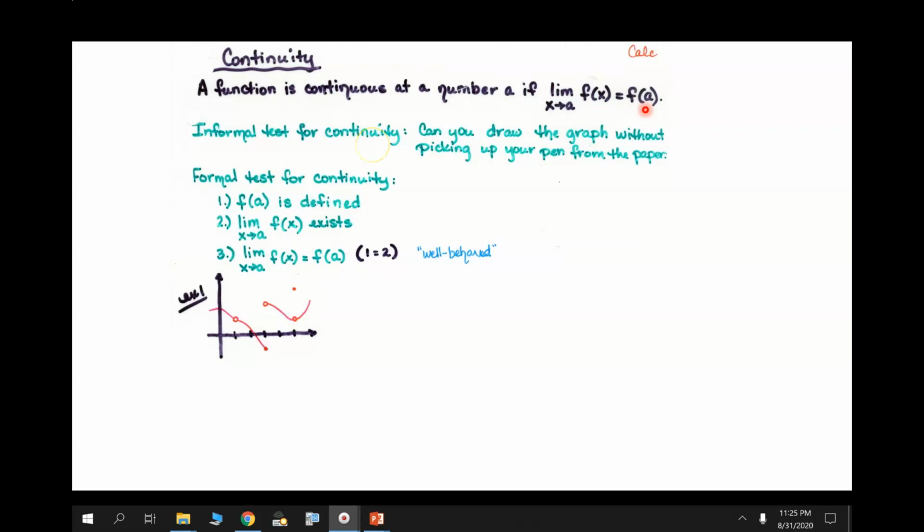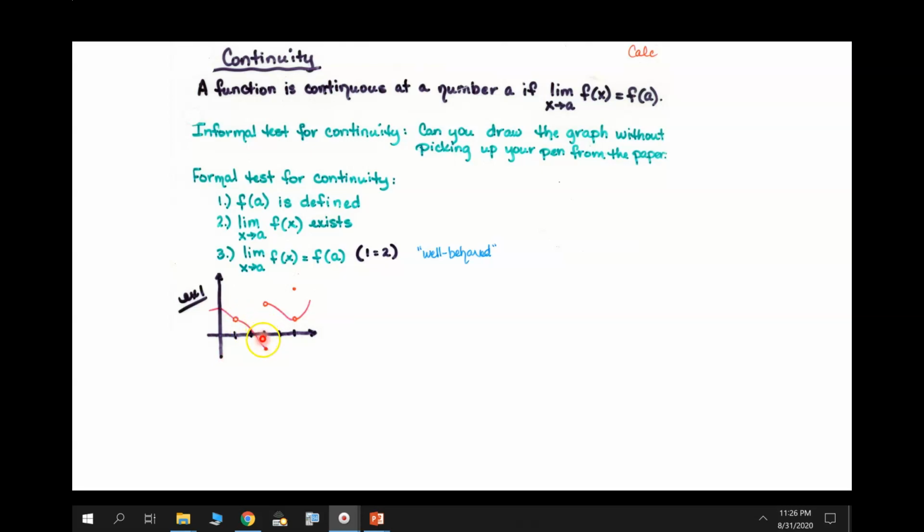If you're looking for a practical test for continuity, a function is continuous wherever you can draw the graph without picking up your pen from the paper. So for instance, if we look at example number 1, if they asked me where is this continuous, well, it's continuous over here from negative infinity until I get to positive 1. At positive 1, I would have to pick up my pen to jump over that open dot. So there's going to be a discontinuity at positive 1.